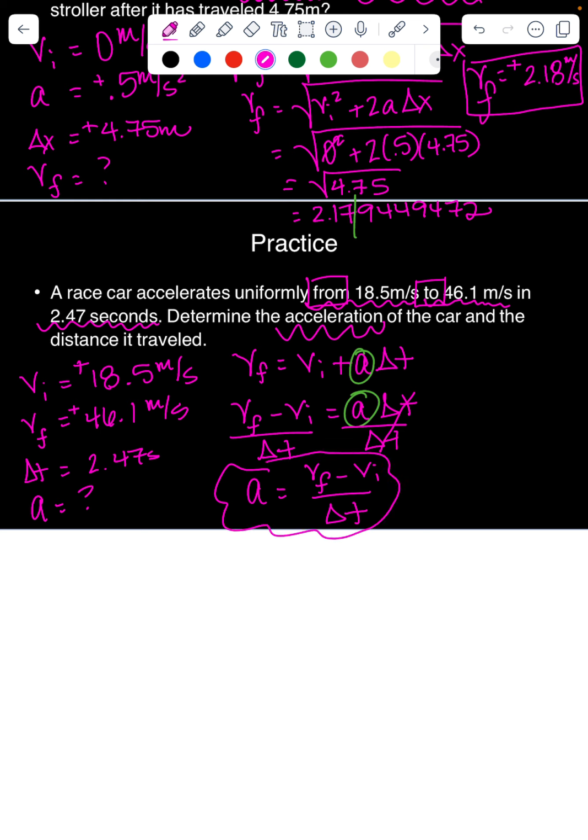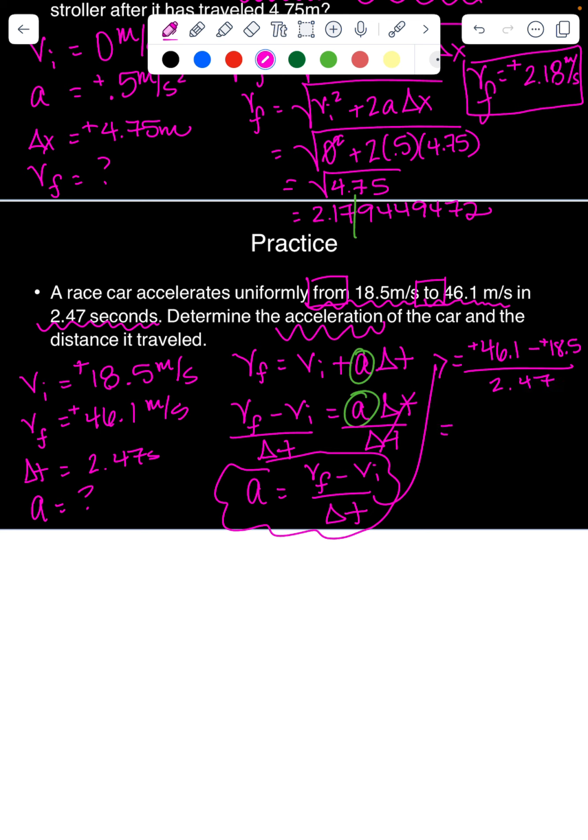All right, so now that we've got it rearranged, we can just plug in our numbers. Now, the only difference between this one and all the rest of our problems is that we are not starting from rest or coming to rest. So both of our velocities have numerical values other than 0. It doesn't mean anything. It just means that we can't take the easy way out. We just got to plug it in. All right, so we're going to pull it up here. We're going to plug it in up here. So that's going to be 46.1 minus 18.5. Notice I have put those directions in there still. Over 2.47.